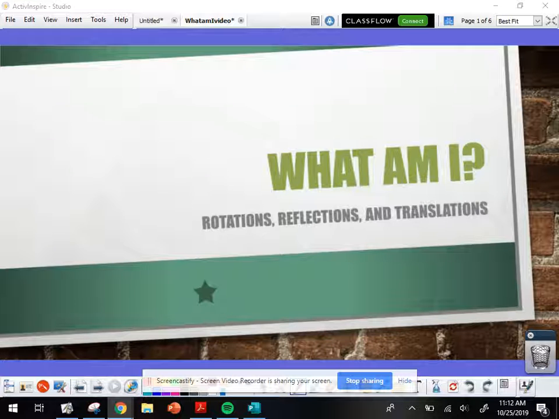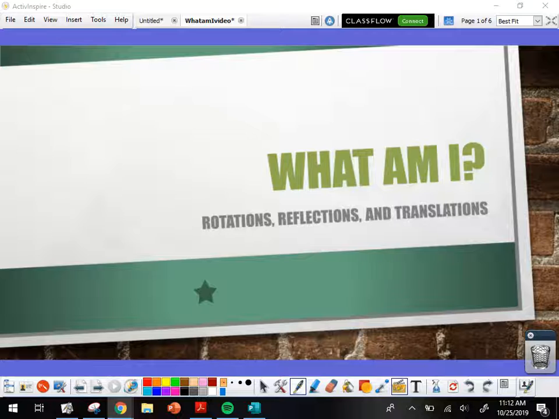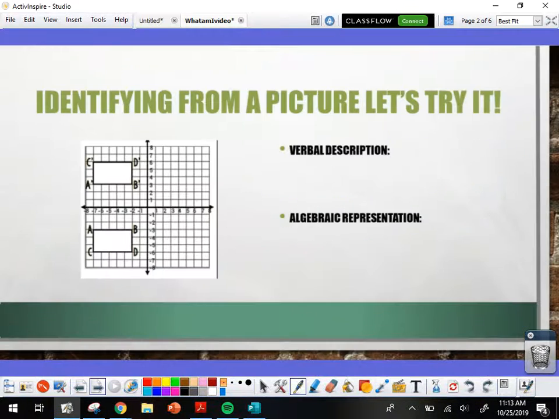All right, so we have gone over rotations, reflections, and translations. So you've seen how those transformations move the shape. You've seen how the points on those shapes move with the different transformations. And then you've also learned the algebraic rules. So today we're kind of putting it all together and identifying which transformation has happened. So we can do that different ways. First of all, we can identify it from a picture.